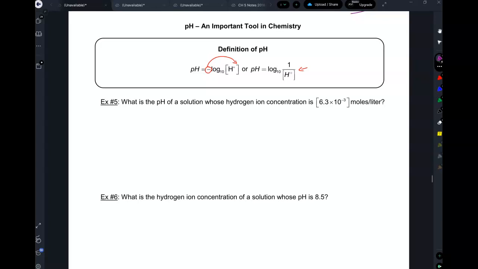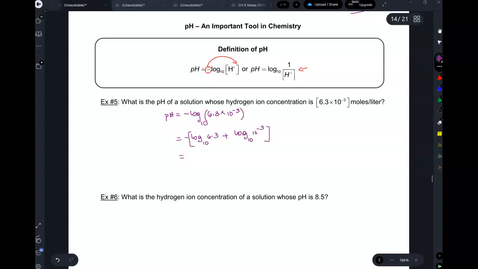So what is the pH of a solution whose hydrogen ion concentration is 6.3 times 10 to the negative 3 moles per liter? Well, pH, no, the negative is before. So negative log base 10 of 6.3 times 10 to the negative 3. Take a look at what we're going to do. You should be able to expand this. This is negative outside, log base 10 of 6.3 plus log base 10 of 10 to the negative 3.